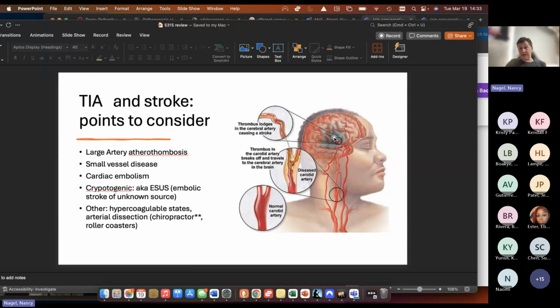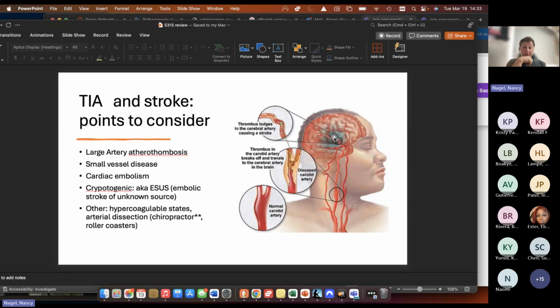Patients with small vessel disease, if they present in time, which time is tissue, sometimes these are the people that are candidates for TPA or lytics that will break up that clot. But again, a lot of times small vessel disease is associated with people who are diabetics, as well as people who have a lot of hypertension.